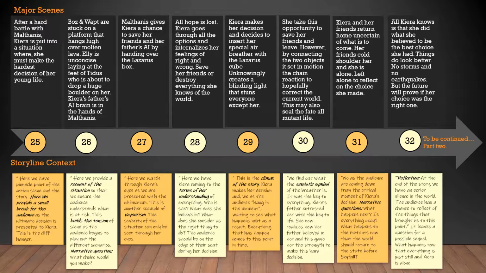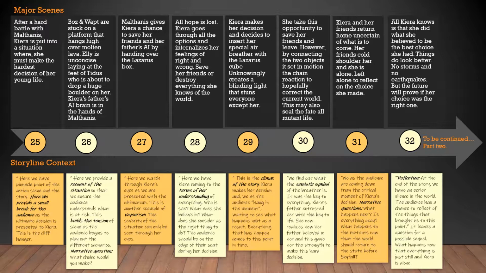In scene 28, all hope is lost. Kara goes through all the options and internalizes her feelings of right and wrong. Save her friends, or destroy everything that she knows of the world. Here we have Kara coming to terms with her understanding. Who is she? What does she believe in? What does she consider as the right thing to do? At this point, the audience should be at the edge of their seat during her decisions.